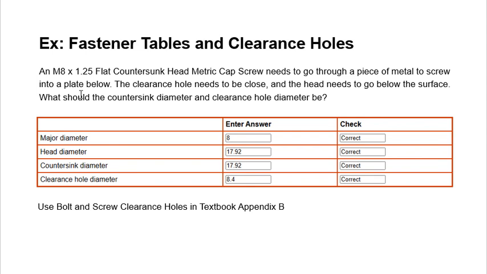Alright, let's go to the next one, and here is the question. You have M8, 1.25, and you're dealing with a flat countersink hole. You're dealing with the screw again, so we go to the screw table in Appendix B and get the diameter. They're all countersink, so go to the countersink table, then the clearance hole table. You get all of that very easily. So put in 17.92 and then 8.4, and you will get all correct.